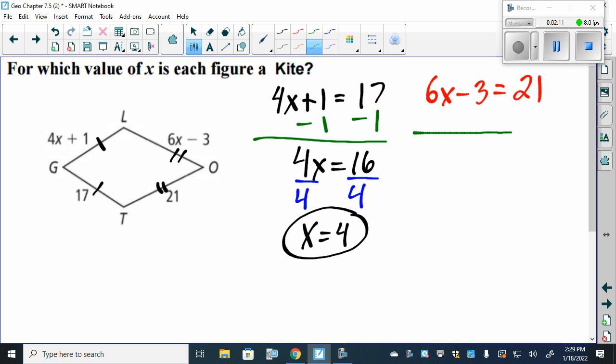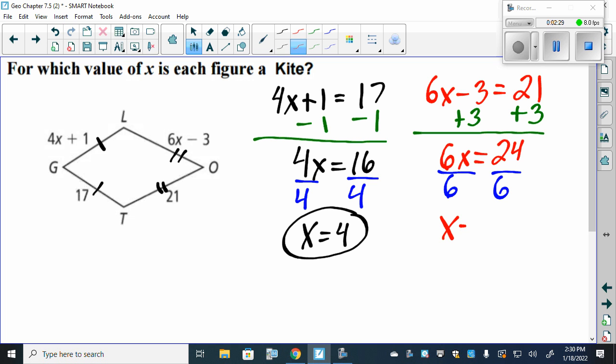Let's solve the other one too. So the first thing we would do is add 3 to both sides. Divide by 6, and the value of x for this would be 4. So when x is 4, this here would be a kite, because it would make this side here 17 and this side here 21.